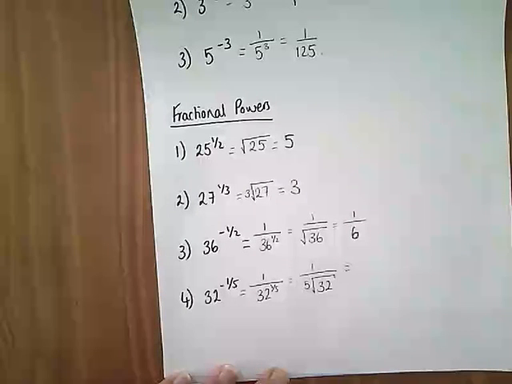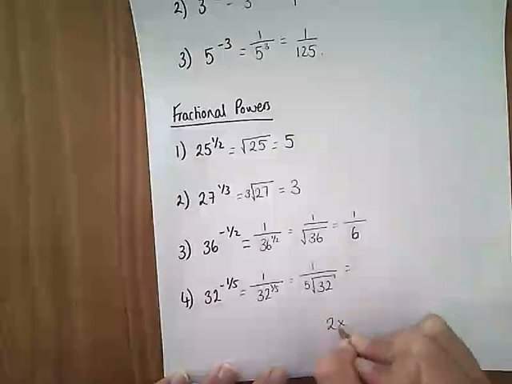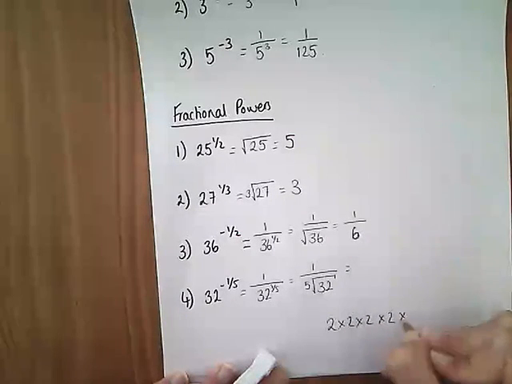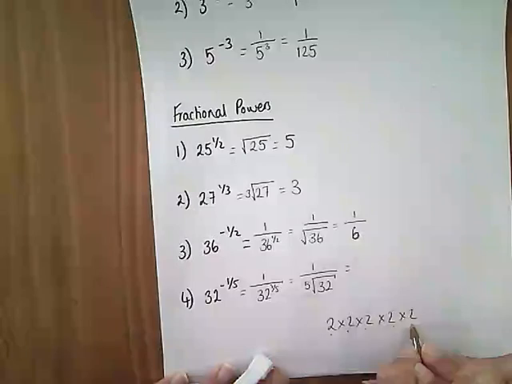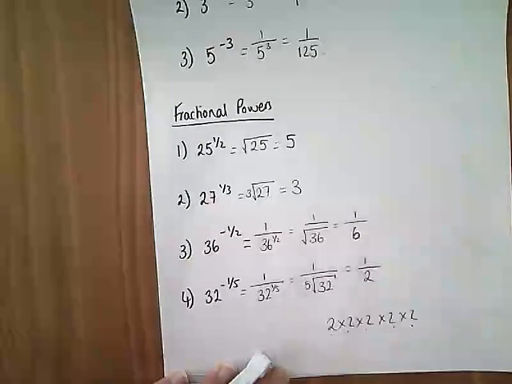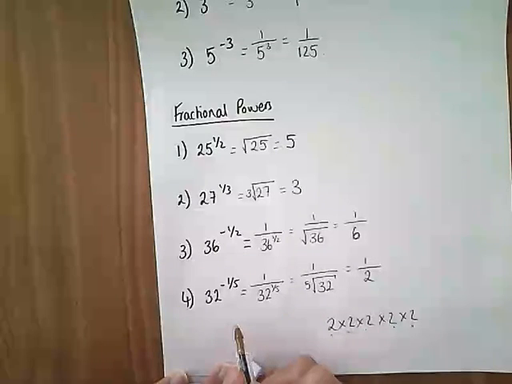Okay, so the fifth root of 32, what times itself 5 times gives you 32? Well, it's got to be quite small, so let's try 2. 2 times 2 is 4, times 2 is 8, times 2 is 16, times 2 is 32. 2 to the power of 5 is 32, so the fifth root of 32 is 2. So the answer to 32 to the power of minus a fifth is a half.